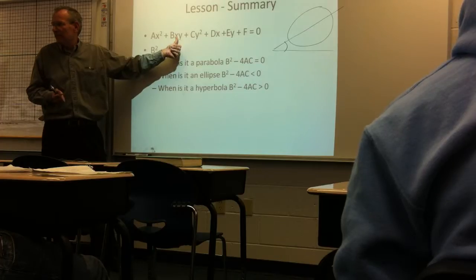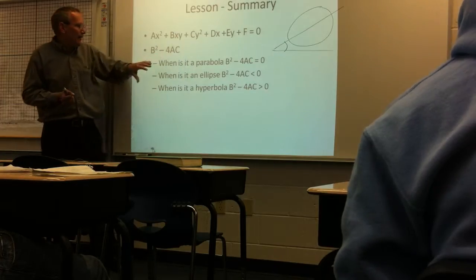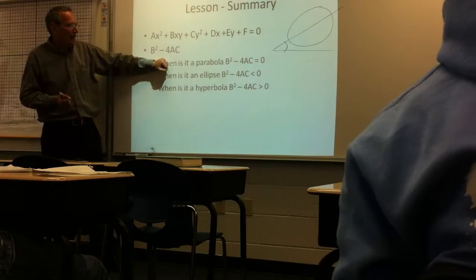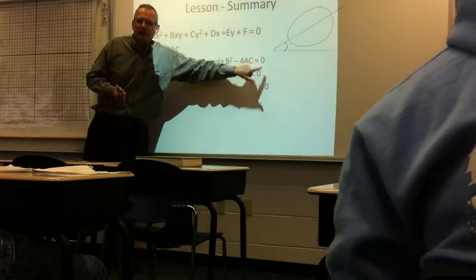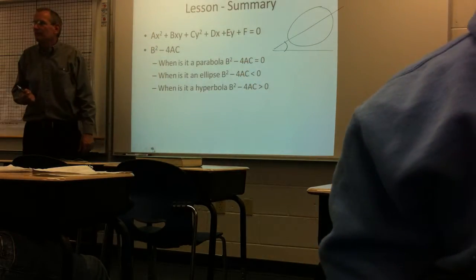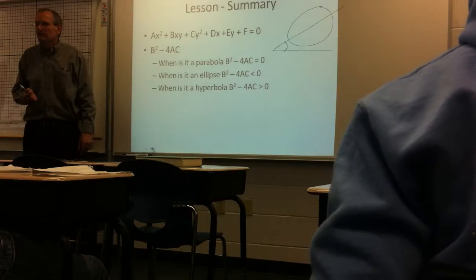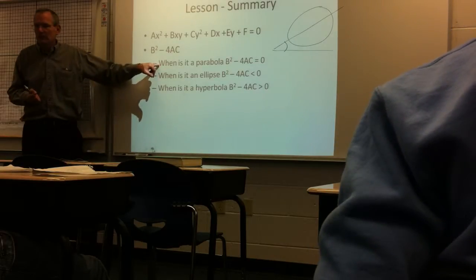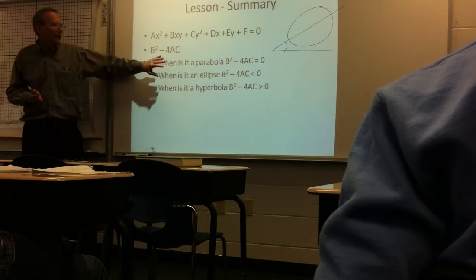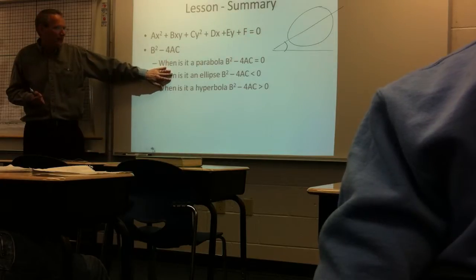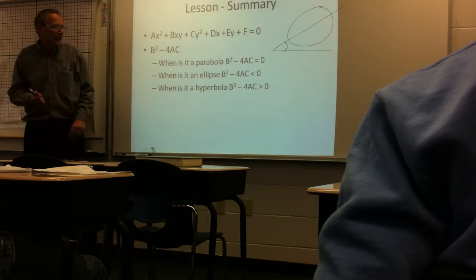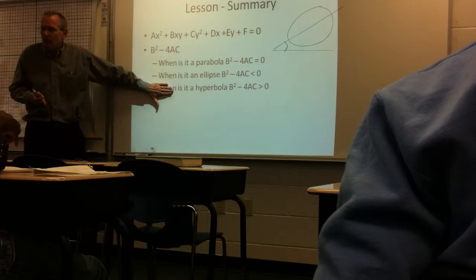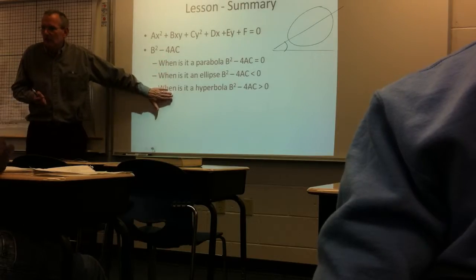Okay? See that difference? Now, in here, if it's a parabola, then b squared minus 4ac is equal to 0. So it's pretty much the same. It's kind of the same thing with the ellipse and hyperbola. So just go off of this formula when you see it. Okay?